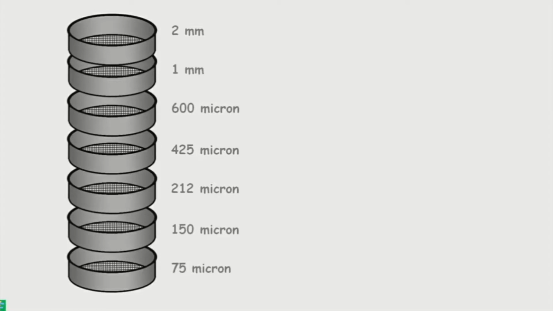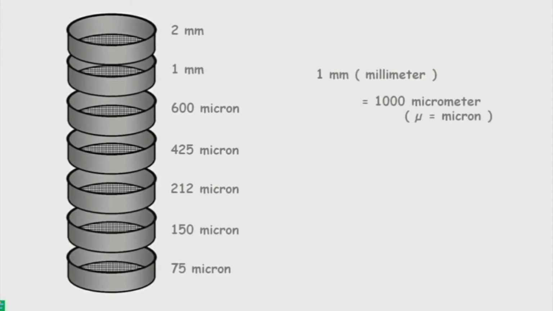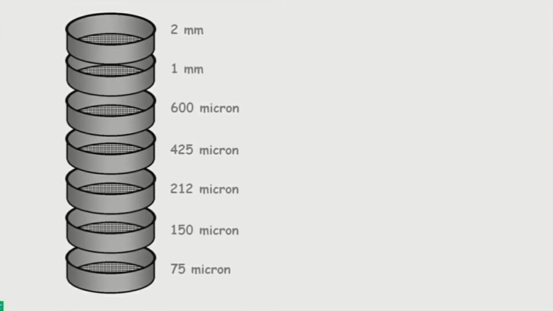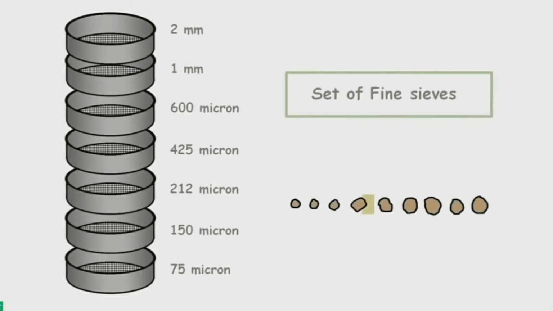If we didn't mention it, 1 mm, that is millimeter, is equal to 1000 micrometer, which we denote as micron. So 1 mm is equal to 1000 micron. So here is 600 micron. This actually means 0.6 mm. Now this set of sieves is called the set of fine sieves, as it sieves finer parts of the coarse soils.